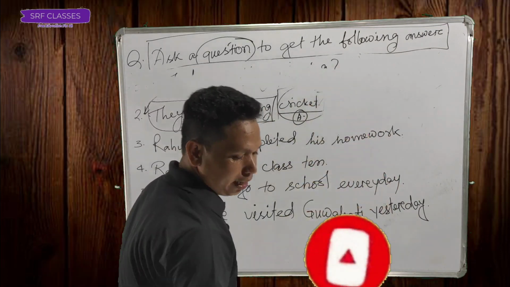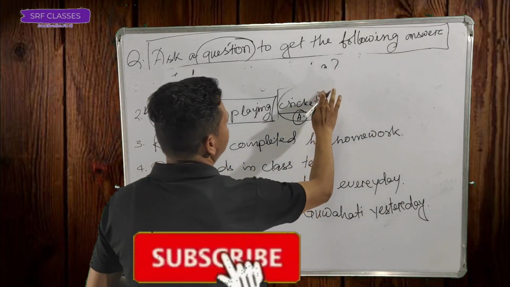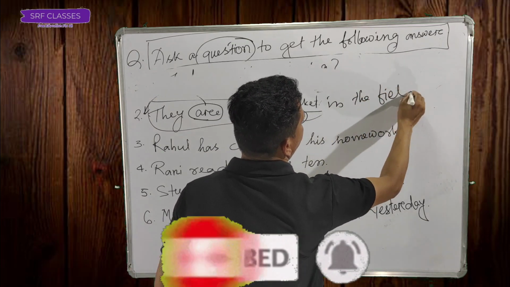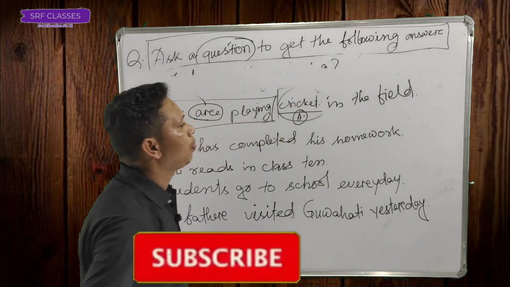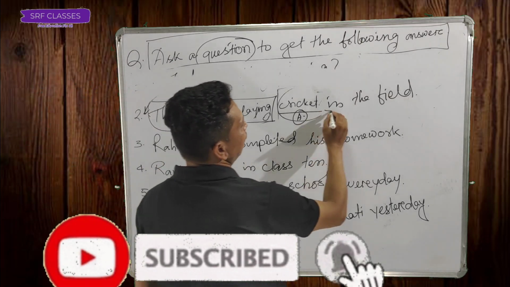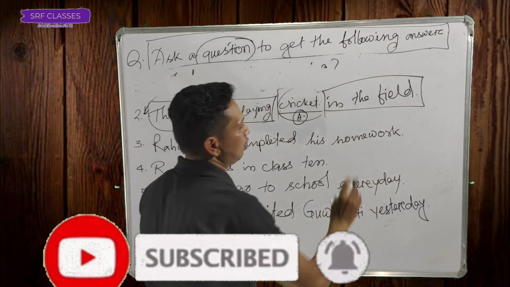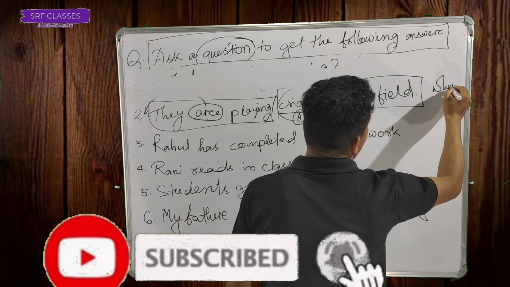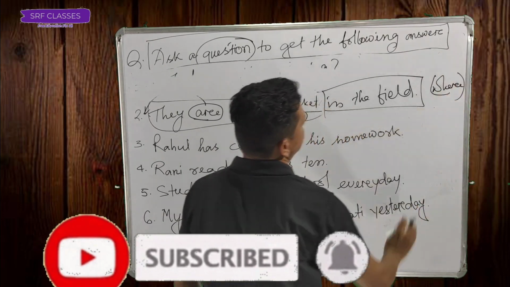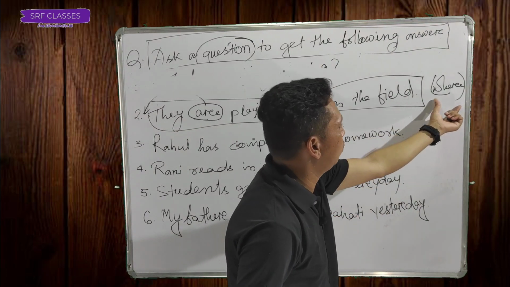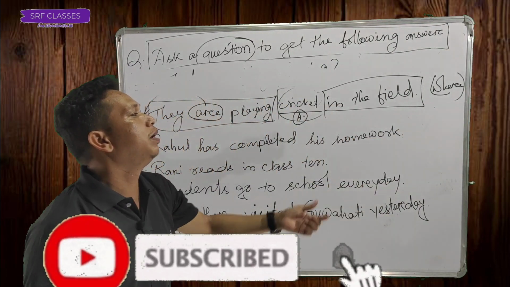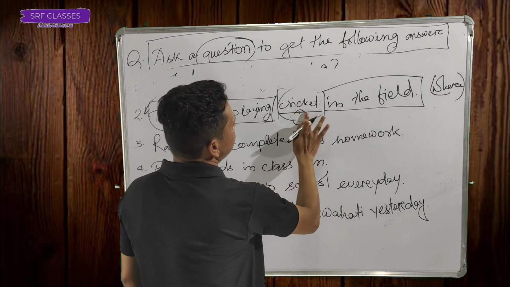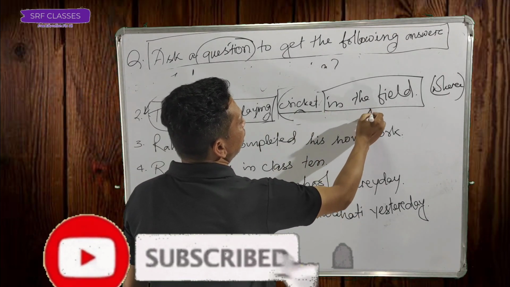They are playing cricket in the field. Okay. So now in the field can be the answer, and in bracket it can be where. Sometimes this question word will not be given, but you will have to understand by yourself. So now cricket is not the answer, in the field is.